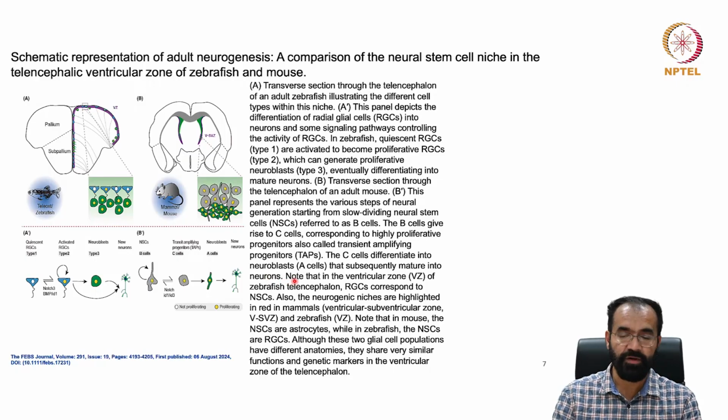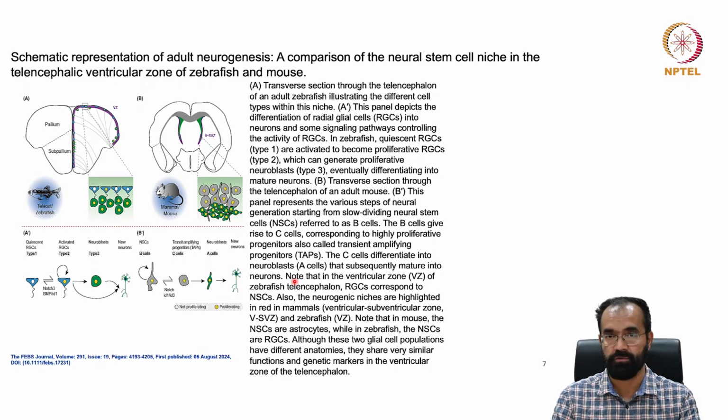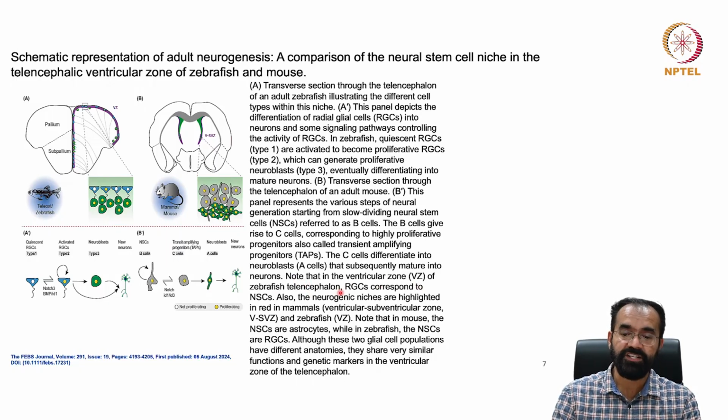Not that, but there is a difference. You may wonder, oh, in both cases there is proliferation, there is neuron formation, so why does mouse not also regenerate? So there is a catch. Let us see that. Note that the ventricular zone of the zebrafish telencephalon, that is RGCs, corresponds to the NSCs. Also, the neurogenic niches highlighted in red color, as you can see here, in mammals is the ventricular-subventricular zone, that is VSVZ, and in zebrafish is referred to as VC.